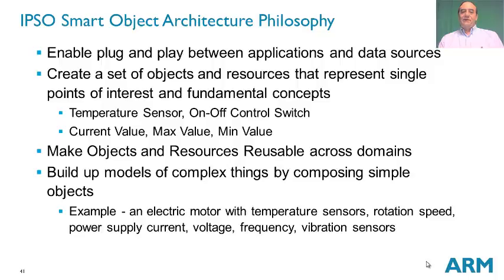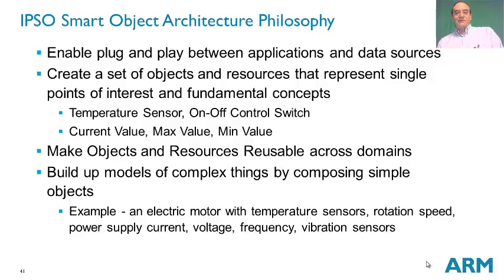points within that. What's the current value of the temperature? What's the max value? What's the min value, etc. And the idea is to make the objects and the resources reusable across domains. So a temperature sensor only needs to be defined in one place, one time, and the temperature sensor you use in a washing machine could be the same as the temperature sensor you use to measure the room temperature.